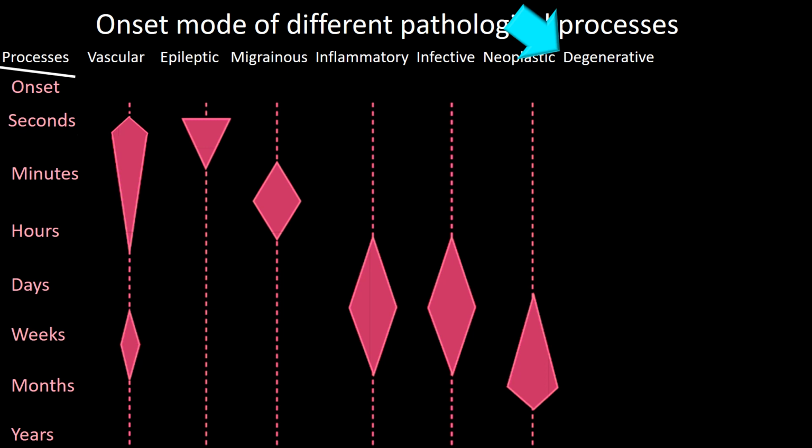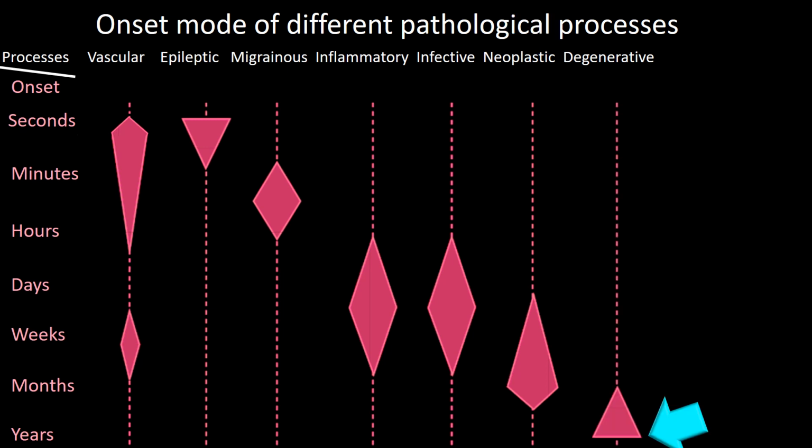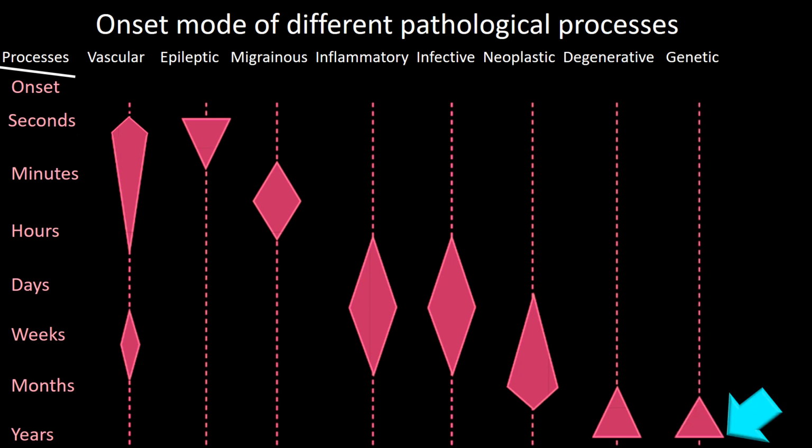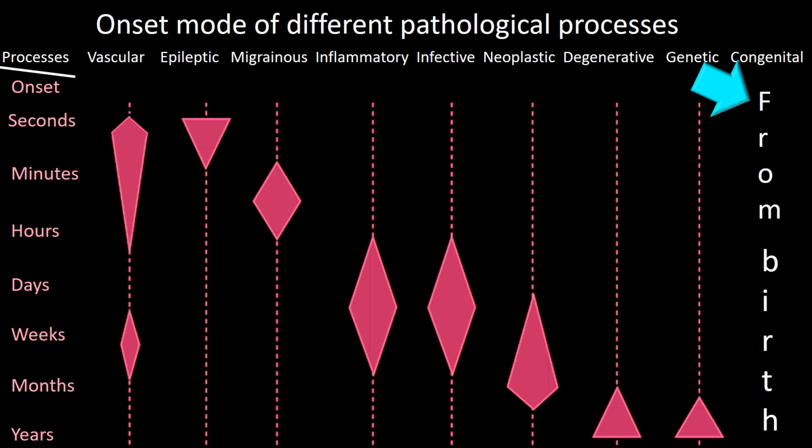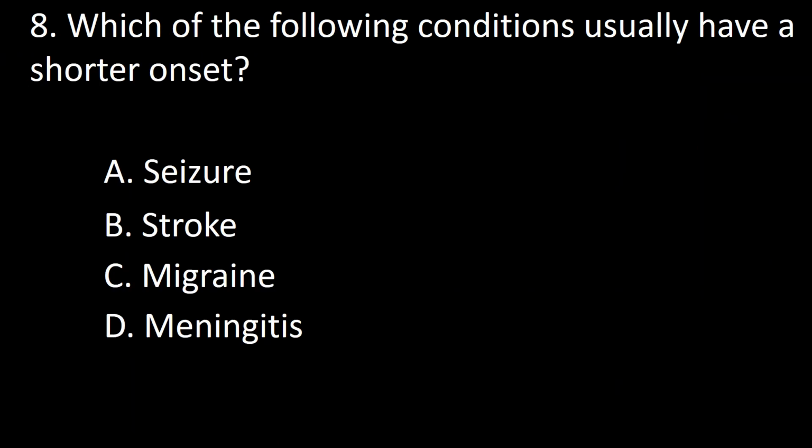Symptoms of degenerative diseases usually reach maximal expression in a matter of years. Symptoms of genetic conditions also usually reach maximal expression in a matter of years. Symptoms of congenital diseases are present from birth. So the answer to this question is A.